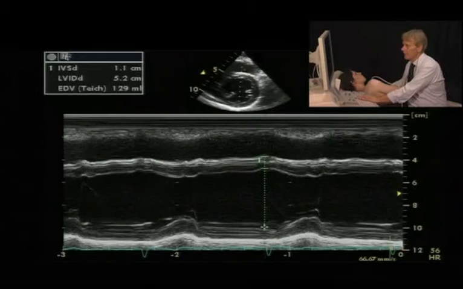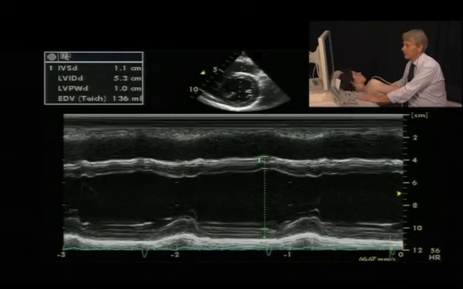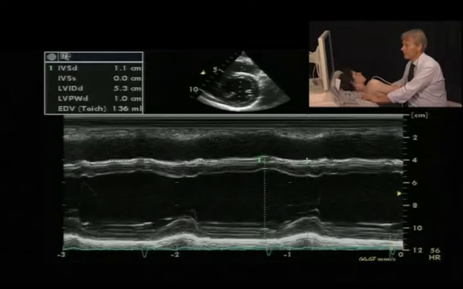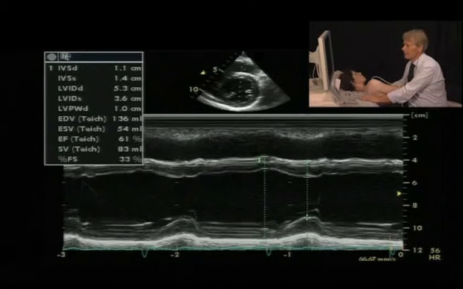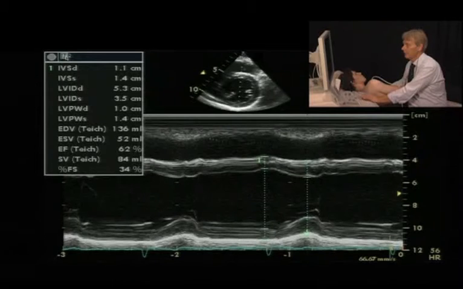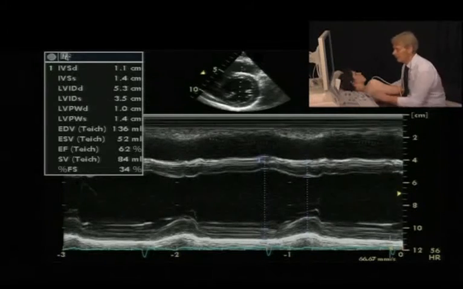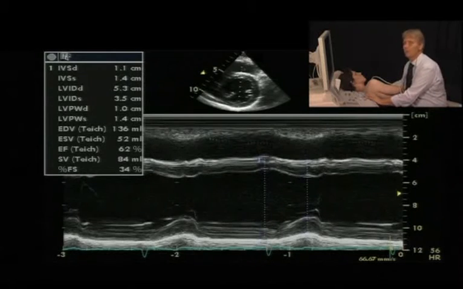Then you would measure the end diastolic diameter, the posterior wall. Now all these measurements are in diastole, and you would then perform the same measurements at systole for the end systolic diameter, for the posterolateral wall, and these are the measurements basically that you would perform.